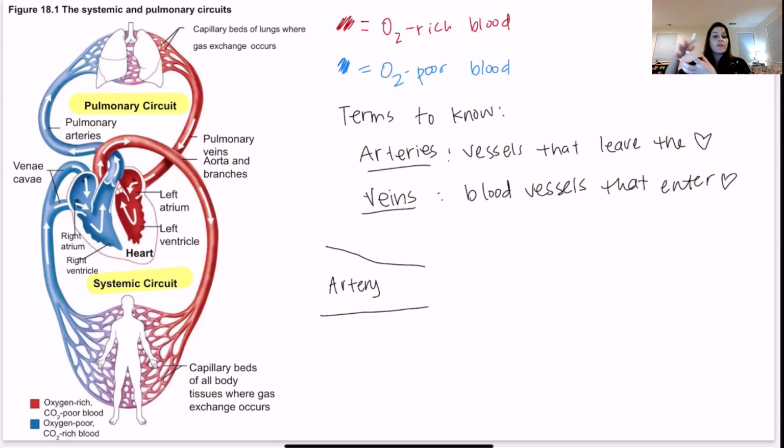But then as we get farther and farther away from the heart, that artery becomes smaller and smaller, so much so that it kind of becomes silly to call it an artery anymore. So we start to call that a little artery, an arteriole. This will come back when we get to blood vessels, but I think it's important to talk about so that we understand what's going on here.